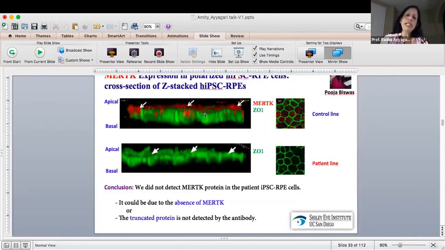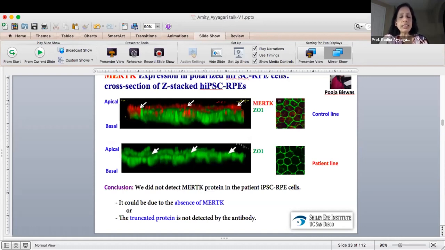These polarized RPE cells were stained with MERTK antibodies. As you can see, this is the apical and basal side. This is the control line from a normal individual, iPSC differentiated to RPE. You can see the presence of MERTK, which is shown in red, and green is a marker protein, ZO1. In the case of the patient iPSC differentiated to RPE, we did not find a MERTK signal.